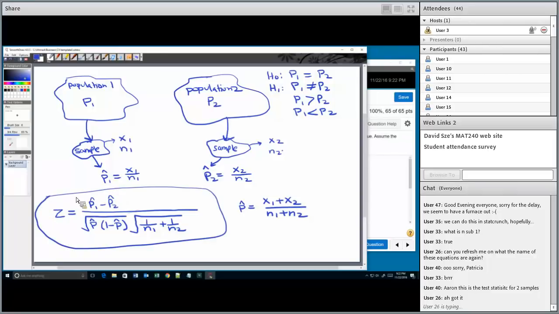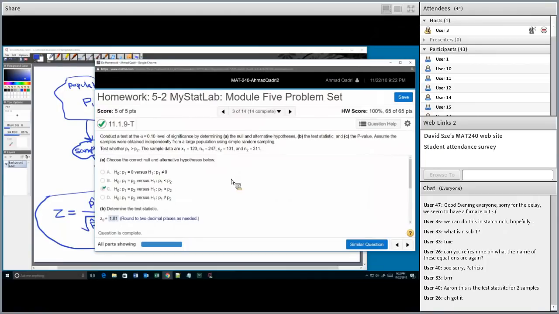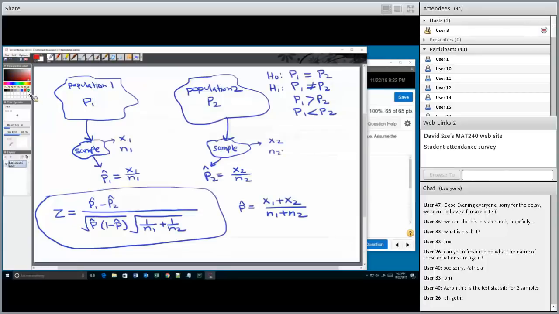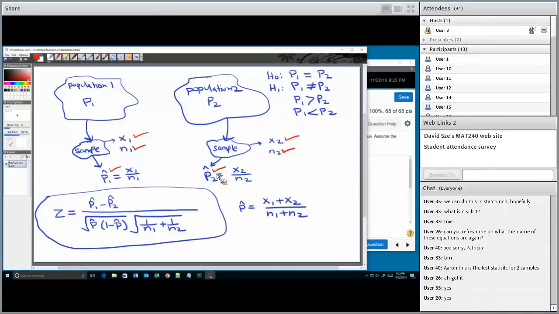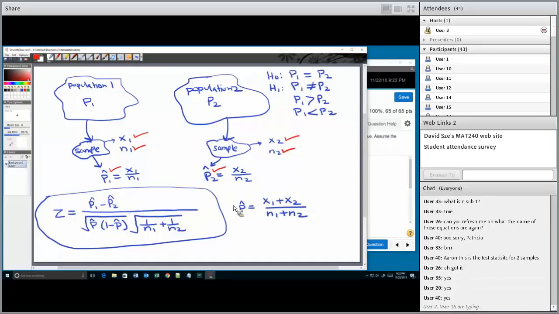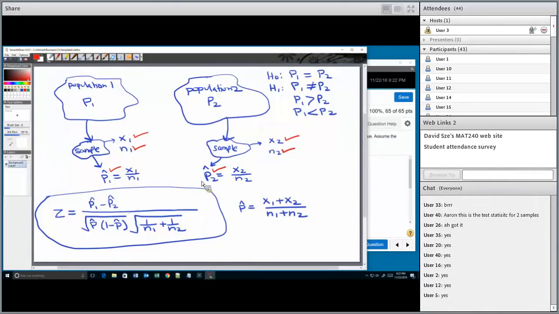Now, let's look at this problem. So the data has been given. X1 is 123, N1 is 247, X2 is 131, and N2 is 311. So let me now walk you through this. X1 is given, N1 is given, X2 is given, N2 is given. Now, do you agree that since I have these four, I can calculate P1 hat, I can calculate P2 hat? Do you agree with that? Okay, very good. So I can calculate that using this equation, right? It's just x divided by n.